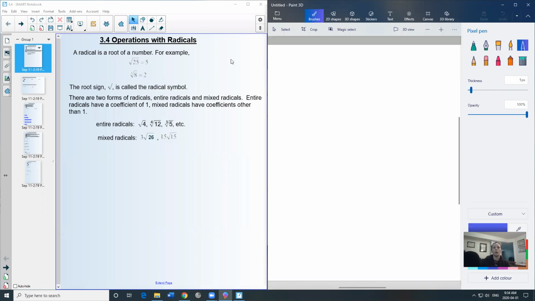I just want to do a quick recap of operations with radicals. This was the last section that we did before we ended up going onto the March break. So a quick review for those of you who were absent.